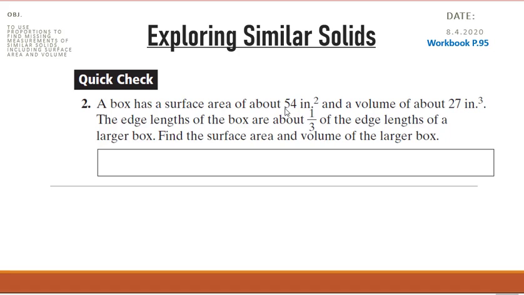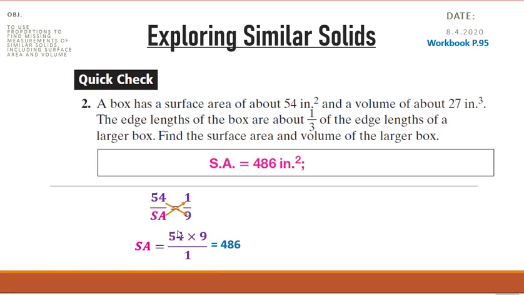54 over x equals 1/9. Great, so 54 over x, and here I name it surface area, SA. It's the same, no problem. Okay, and the square of 1/3 is 1/9. Great work. So the surface area is 54 multiplied by 9 divided by 1, which is the answer, 486. So the surface area is 486 square inches.